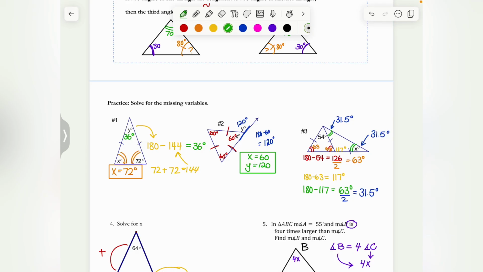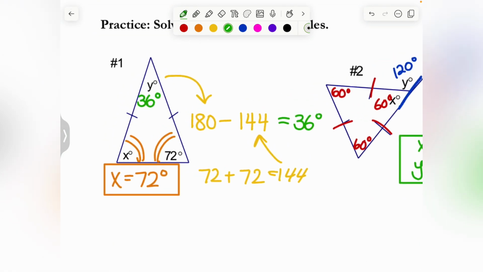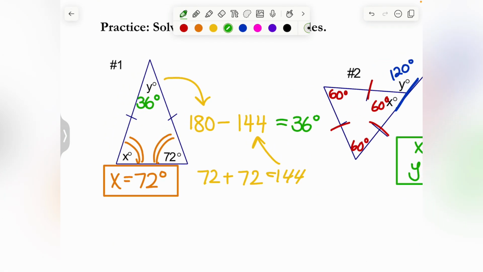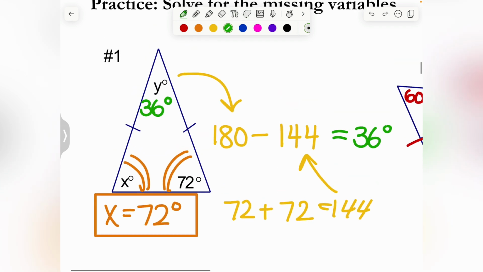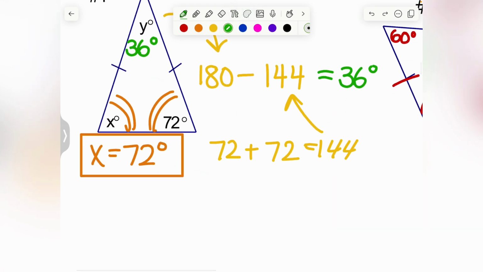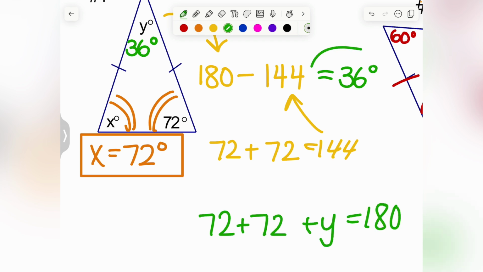So now that you guys have gone over some problems, let me just make sure that we're good to go. If you want to pause the video, here is the answer to number 1. We have an isosceles triangle, so these two angles are the same, making x 72. If I add these two together, I get 144, and then I take 180 minus 144, and that's 36. You could have set up an equation like 72 plus y equals 180 and still arrive at 36 degrees.